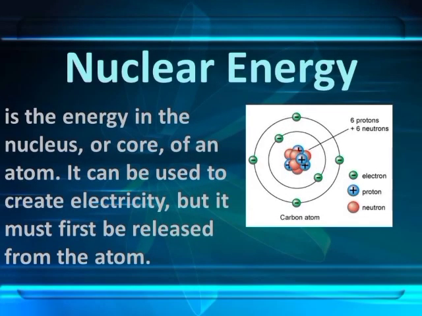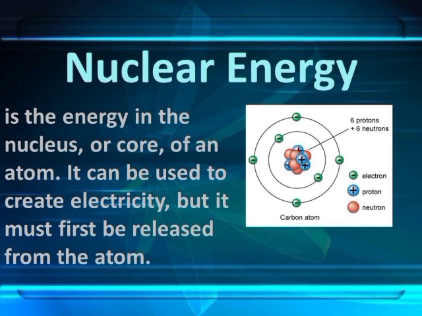Nuclear energy is the energy in the nucleus or core of an atom. It can be used to create electricity, but it must first be released from the atom. And in our illustration, we can see the three subatomic particles of an atom: the electron for negative charge, proton for positive charge, and neutron for neutral charge. Then, the nucleus can be found in the center of an atom. So, here, this is our nucleus.